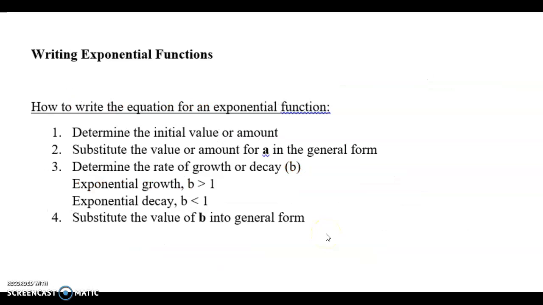So here are your steps, or your recipe, to write down these exponential functions. The first thing you're going to do is determine your initial value or amount. Remember, that is your a value, and we are going to substitute that value in for a in the general form. Then we want to know, is this growth or decay? So we're looking at b. If it's growth, b is going to be greater than 1. If it's decay, b is going to be less than 1. And then we're going to substitute that value of b into the general form.